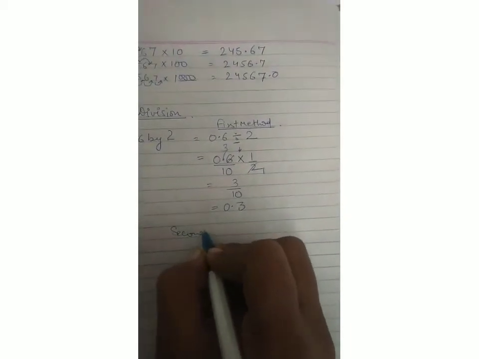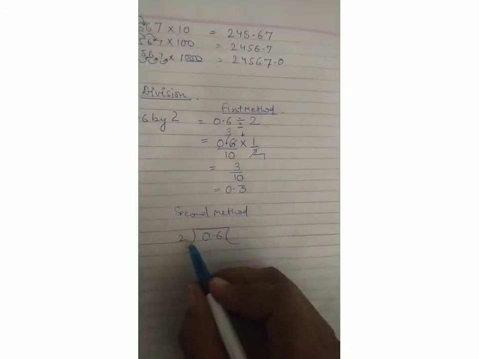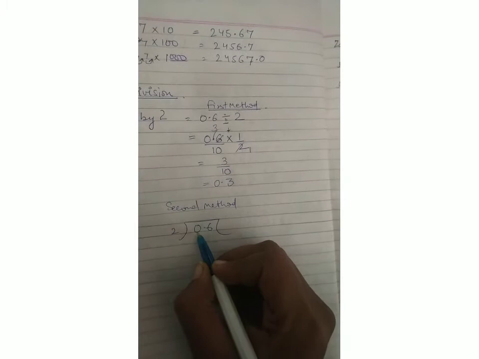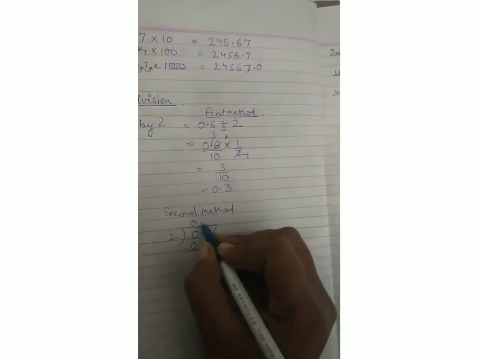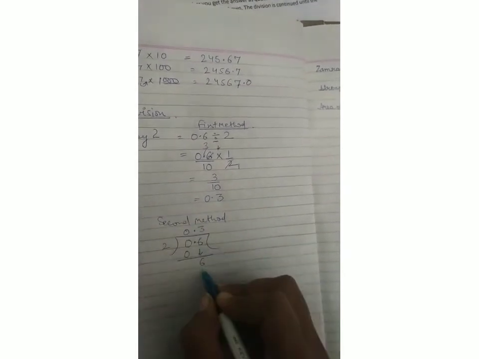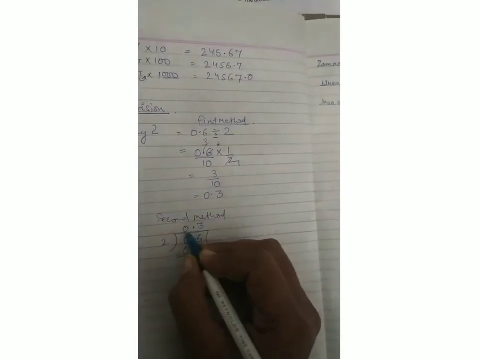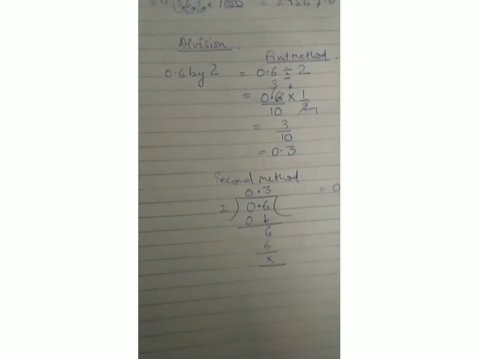Okay. Now the second method. How can we divide the numbers? Here, when I divide 0 by 2, 2 zeros are 0. The decimal will go up, then 6 will come down. 2 threes are 6. So here also I got the same answer, that is 0.3. Okay, let's take one more example.